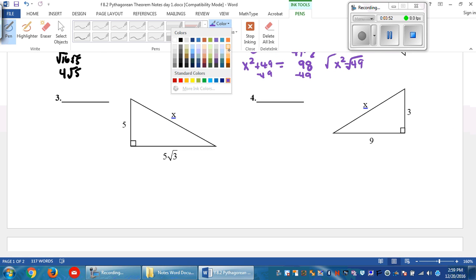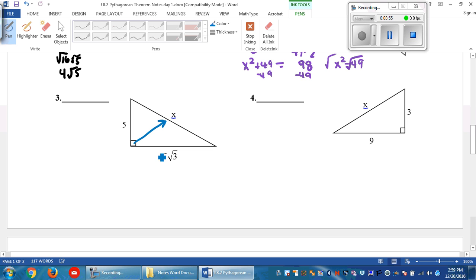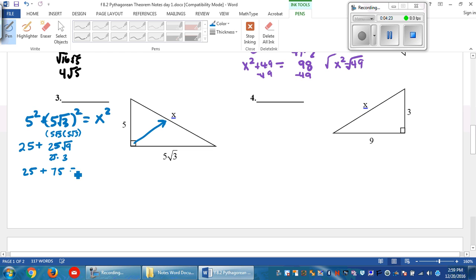Next one. So across from the right angle is x this time. So we have 5 squared plus 5 root 3, in parentheses, squared is equal to the hypotenuse, which is x squared. 25 plus, when I write this out twice, 5 root 3 times 5 root 3, I'm going to get 25 times root 9, which is 3, and 3 times 25 makes 75. We get 25 plus 75, which is 100, equals x squared. Root it, and we get 10 for our answer of x.